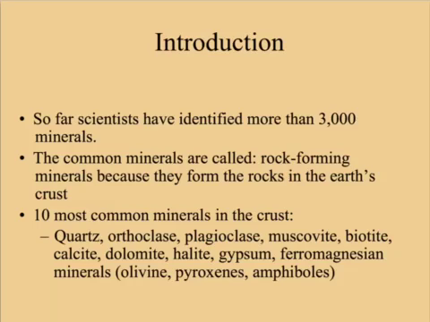Halite is a mineral also known as salt. Gypsum and ferromagnesian minerals. Fe stands for iron. Mg stands for magnesium. So ferromagnesian minerals have iron and magnesium in them. Examples of these are olivine, pyroxenes, and amphiboles. These are dark minerals.